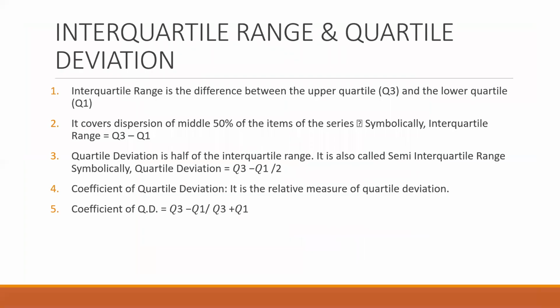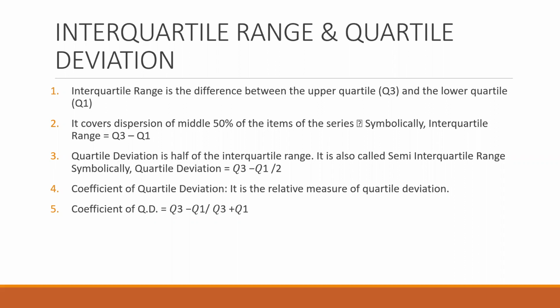Now, what is interquartile range and quartile deviation? Interquartile range is the difference between the upper quartile and the lower quartile, and it covers the dispersion of the middle 50% of the items of the series. Symbolically, we get the interquartile range by subtracting the lower quartile Q1 from the upper quartile Q3. And quartile deviation is half of the interquartile range. It is also called the semi-interquartile range, and we get it by dividing the interquartile range by 2.